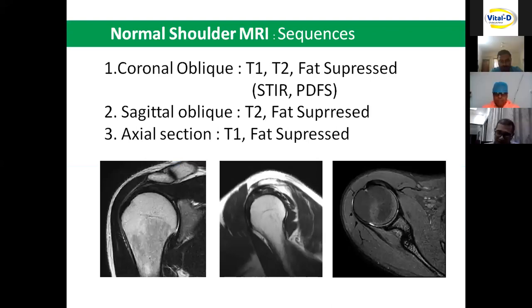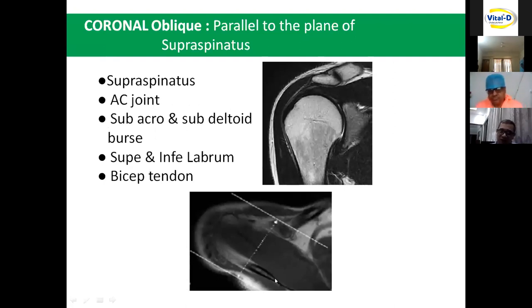Everybody should know there are three sequences or planes of the shoulder MRI. You can see this is coronal oblique, this is sagittal oblique, and axial view. Why it is coronal oblique, why it is sagittal oblique, we will discuss later on. So to see the picture or MRI, you always remember this is coronal oblique, this is sagittal oblique, and this is axial cut. Coronal oblique, because it is always parallel to the supraspinatus muscle. The supraspinatus muscle is not in the true coronal plane, it is oblique. This is why this cut is coronal oblique.